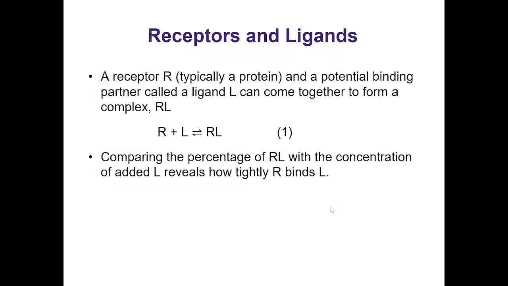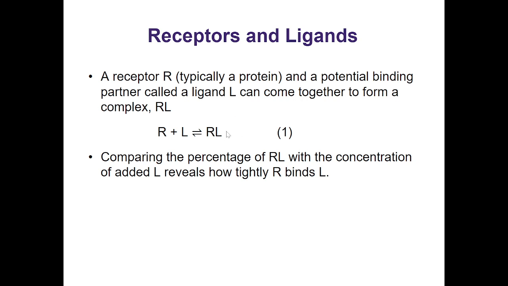So there is a receptor, typically a protein, and a potential binding partner. This is called a ligand, and it is typically referred to as L. The receptor, which is typically a protein again but does not have to be, is typically labeled R. And these can come together to form a complex, which would be RL. So that would be the complex between them.